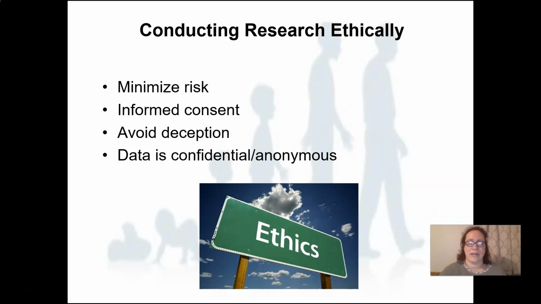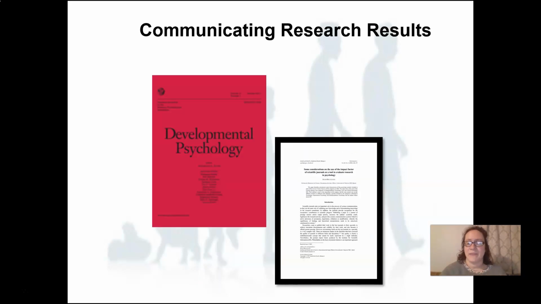We want to tell them what we're doing, and then we want to keep that data confidential. So if somebody gives you their psychological data, and lets you use that for their study, it's very important to keep that anonymous and confidential to the best of your ability. And then how we communicate these results is by publishing them. So we put them out in journals. This is Developmental Psychology. It's a huge journal in our field. And we say, this is what we found.